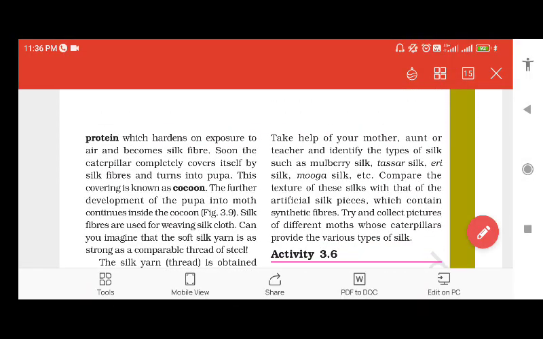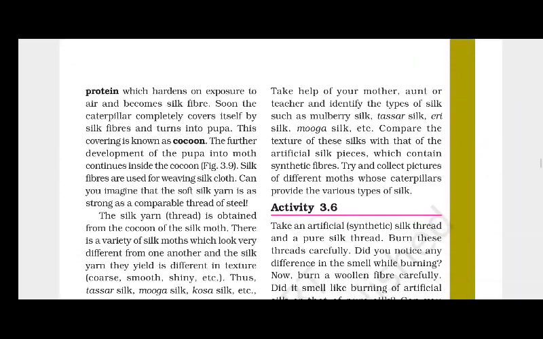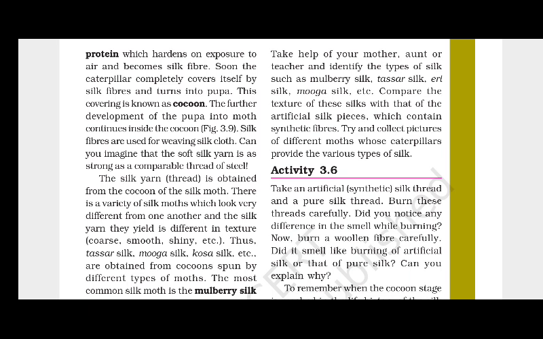So we have learnt a lot in this video about the complete process of how silk is made through silk moths.